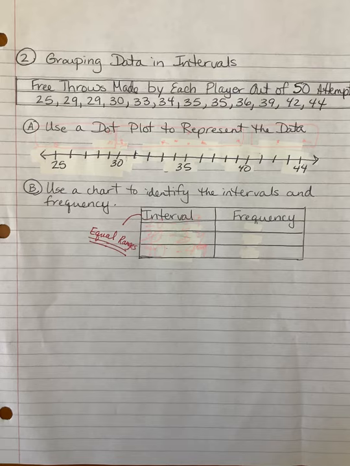So I look at the first interval of 20 to 29 and I count how many players made free throws in that range. From 20 to 29, you can see there are 3 dots, so my frequency is 3. From 30 to 39, my frequency is 7 because I have 7 dots. And from 40 to 49, my frequency is 2 because I just have 2 dots there. And so now I have 3 intervals, or equal ranges, and how many times the players scored within those intervals.